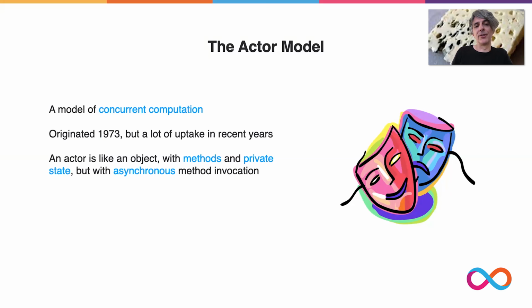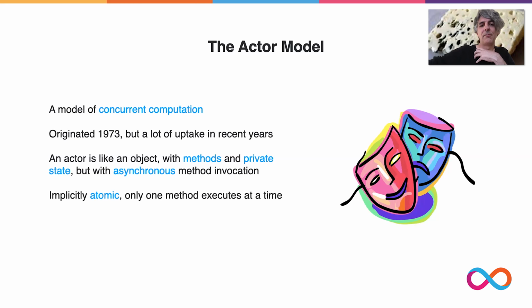It's a model for concurrent computation, first of all. It was invented back in the 70s, but at that time was more like an academic concept. But in more recent years, maybe the last 1.5 decades, it has seen more uptake in different environments. And what is an actor? Essentially an actor is kind of like an object. Like an object, it has methods and private state. But the main difference being that method invocations, so message sends, are always asynchronous. So you cannot synchronously call into another actor. You can only send an asynchronous message.